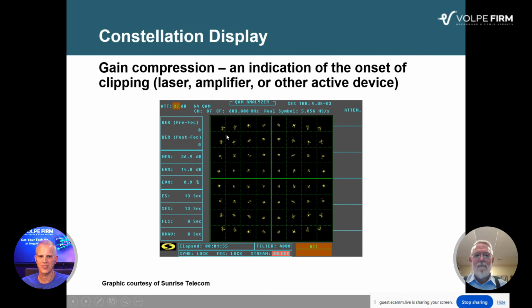But gain compression says you're kind of on the edge of things. Now the FEC is locked, but there aren't any pre or post FEC bit errors, which says the clipping hasn't started yet. We're not seeing these guys start to push into the next. Not exceeding the boundary. No, we're not exceeding the boundary. But this says, hey, there's an issue going on there. Better find it and fix it. But at least you know what it is. And this can occur in any kind of active device through which the QAM signals pass.